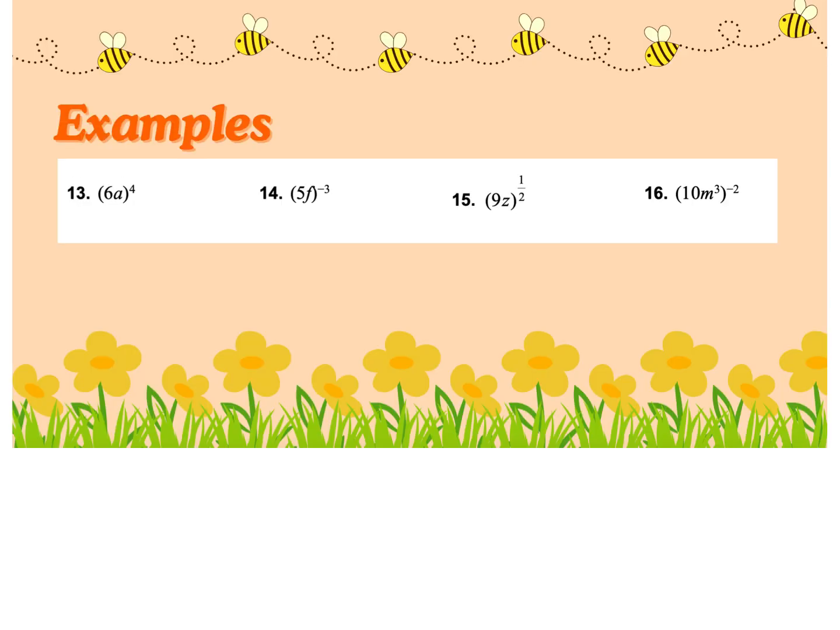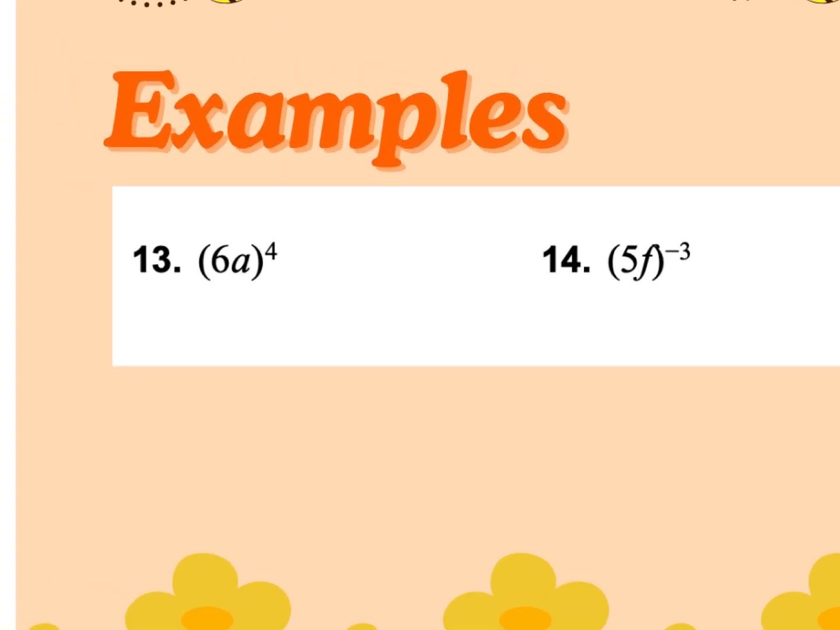All right, so let's just keep going with some more examples. These are a little bit different because we have now two things underneath our parentheses, right? So if you have two things underneath your parentheses, then this exponent is going to go to both of what's inside, right? So assuming that these two things are being multiplied, which they are, right? 6 times a, it's going to be a 6 to the 4th, right, times a to the 4th.